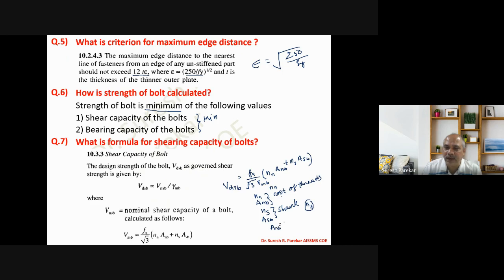A and B we have 0.78 into Asb. So that is the area at the root of threads, that is 0.78 times the area of bolt at shank. And likewise we have to calculate Vdsb.